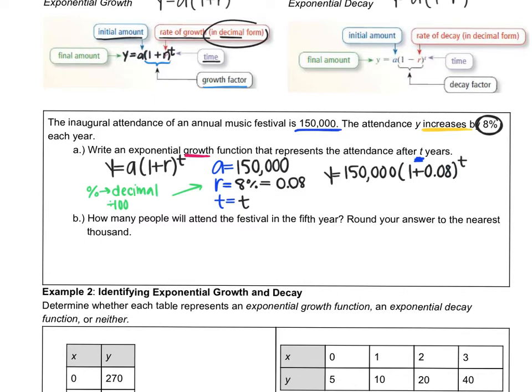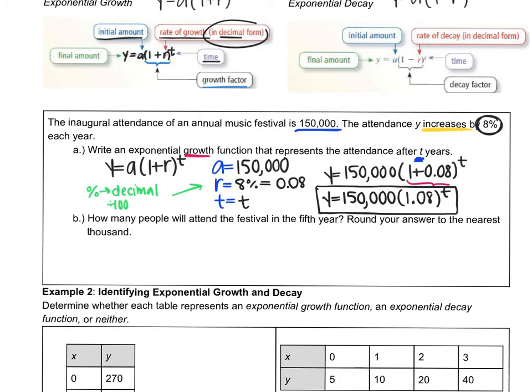So the only thing I can actually simplify right now is this part. And that's really important not to multiply the 150,000, because that would be going against order of operations. So I'll leave the 150,000. I'll simplify this to 1.08. I'll leave the t. That's my function. And that's all I can simplify right now. If I knew the t, I could go further and solve.